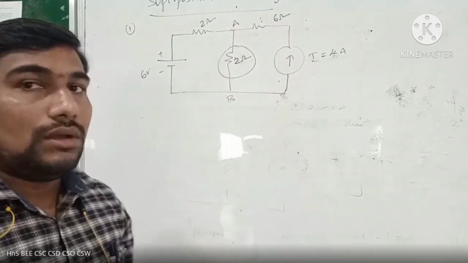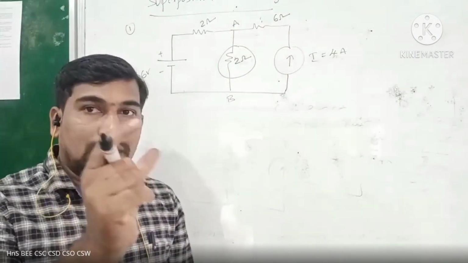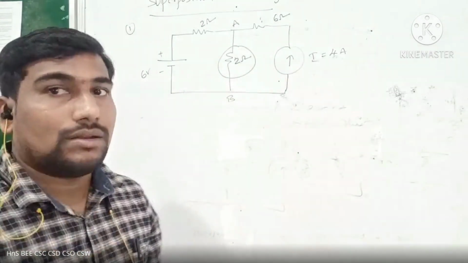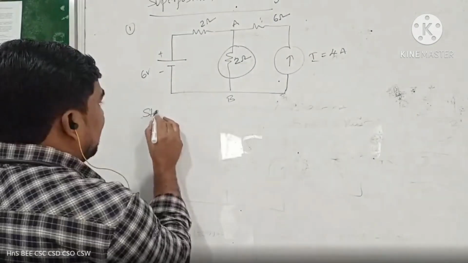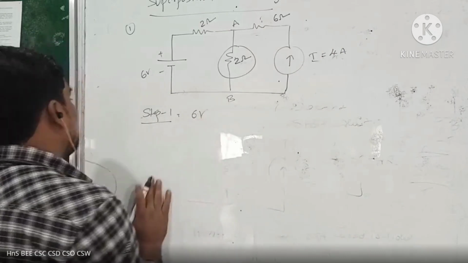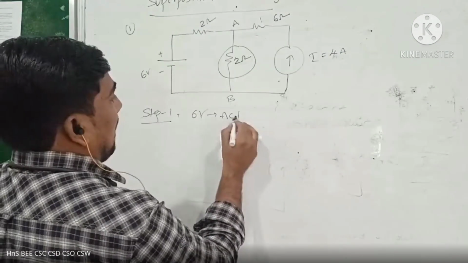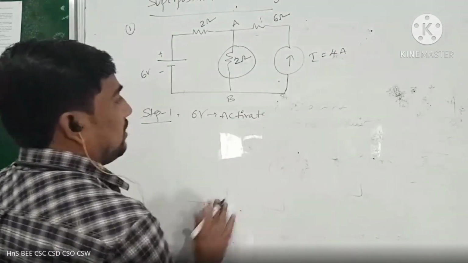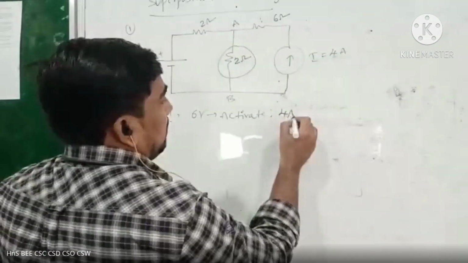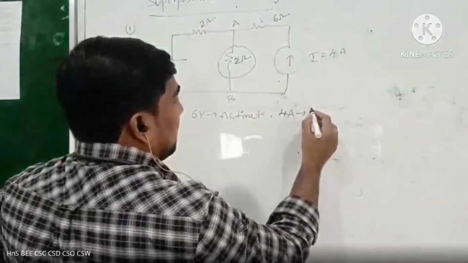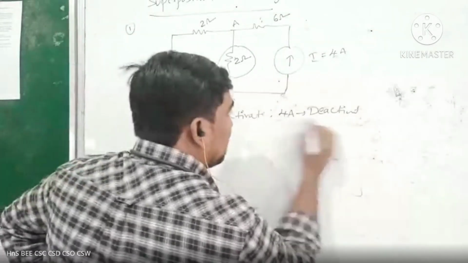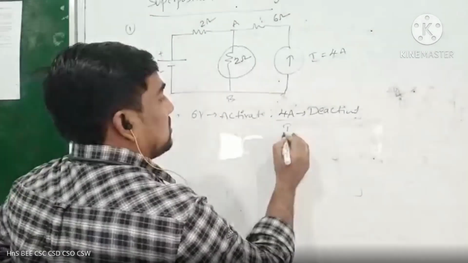Now coming to the problem. First, you have to write the statement of the superposition theorem for every question. Next, you have to start with step number 1. What is step number 1? Activate any one source. For example, I'm taking the 6 volts as activated. Activate 6 volts, and the remaining source, the 4 amperes current source, is deactivated. Sir, deactivation of the current source is nothing but an open circuit.